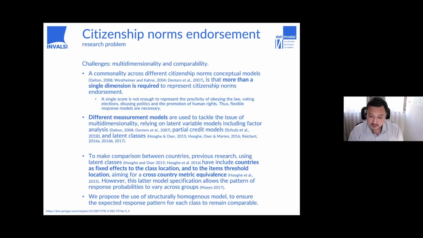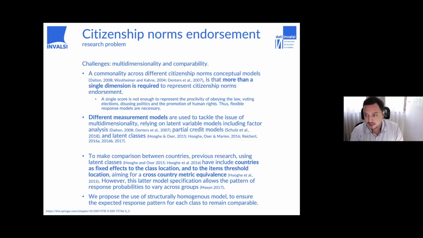So in this previous approach from Hoge and Osser, what they have used is a specific way of using latent classes in which they include the countries as a fixed effect to the class location. That means that the amount of people within each class is going to vary between countries, but they also include this fixed effect of countries over the item thresholds.